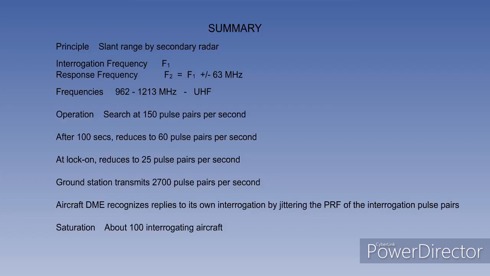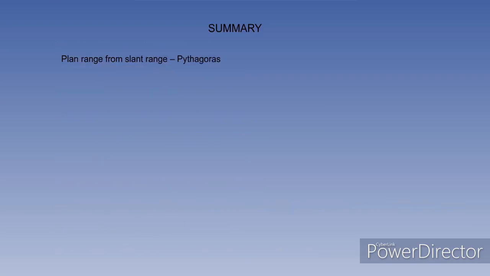The system saturates if more than about 100 aircraft interrogate simultaneously. The weakest signals are discarded as the transponder gain is reduced. There is a 50 microsecond delay at the transponder. Remember to subtract if you are required to do any slant range calculations. If you have to calculate plan range from slant range, use Pythagoras' theorem.